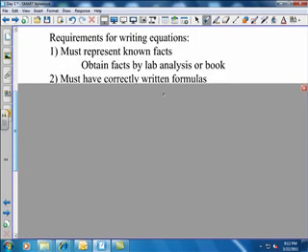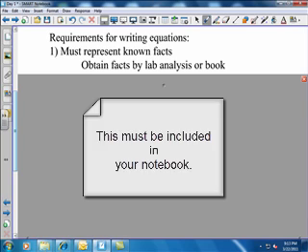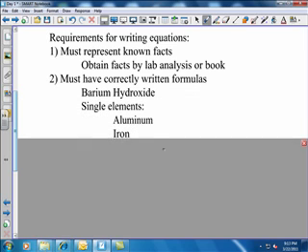Now, there are three basic requirements for writing an equation. First of all, the equation must represent known facts. The known facts, you either go to a lab, put two things together and see what happens, and look at the analysis of that, or you find them in a book. So either lab analysis or a book, but equations must represent known facts.